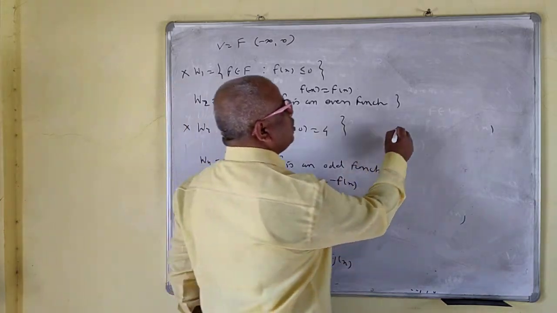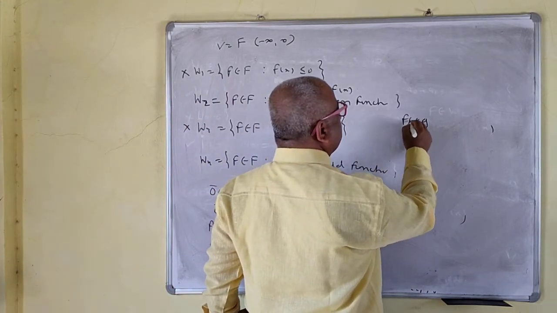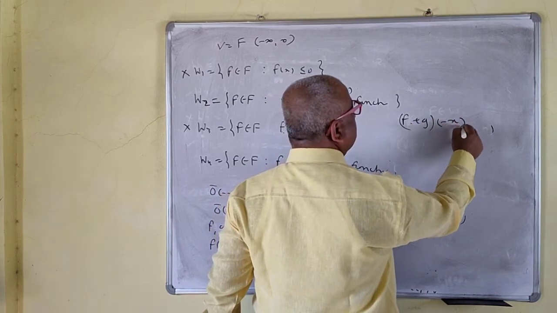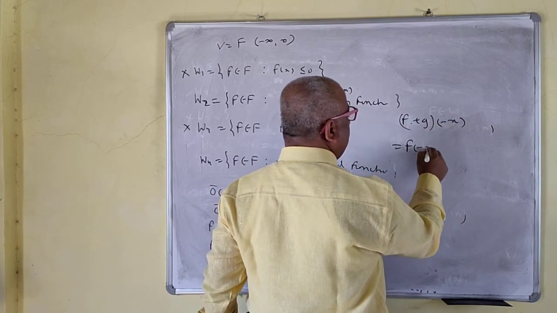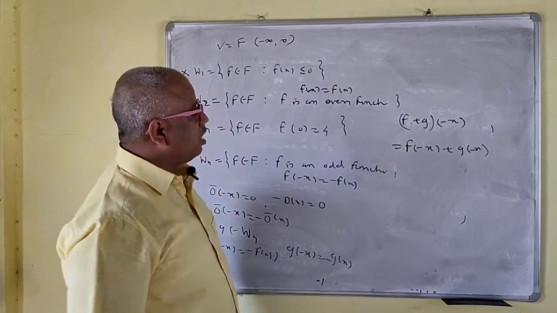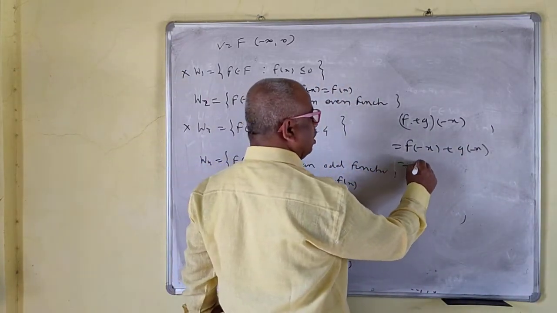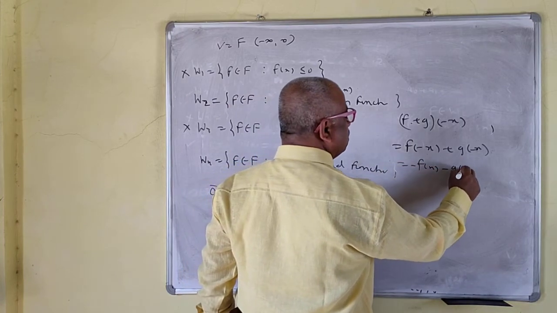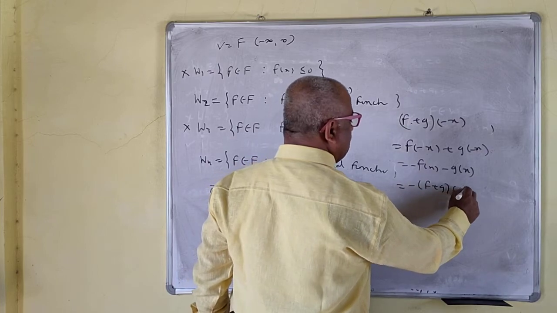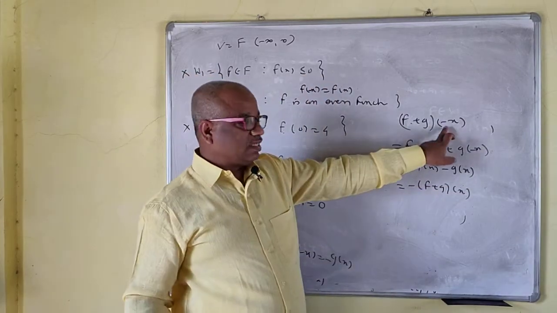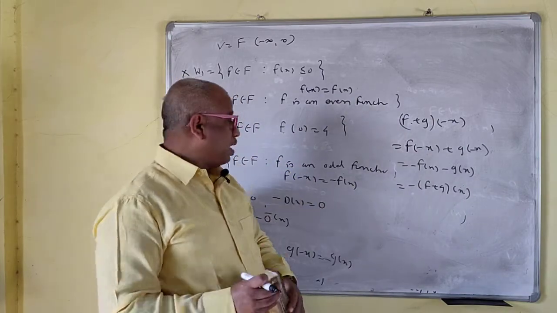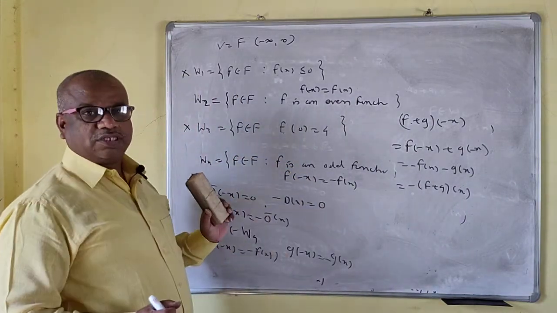Okay, so (f plus g) of minus x. So this is what? f of minus x plus g of minus x. Okay, so this is minus f of x minus g of x. Okay, so minus (f plus g) of x, right? So for (f plus g) of minus x, this minus is shifted out front. So that means f plus g is a vector from W4. f plus g belongs to W4.